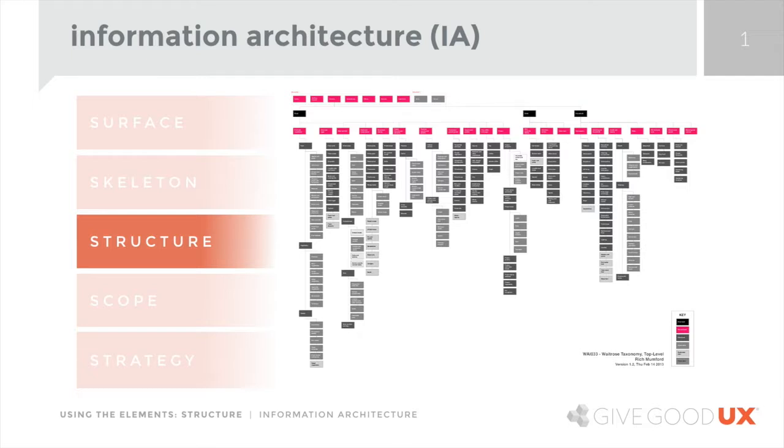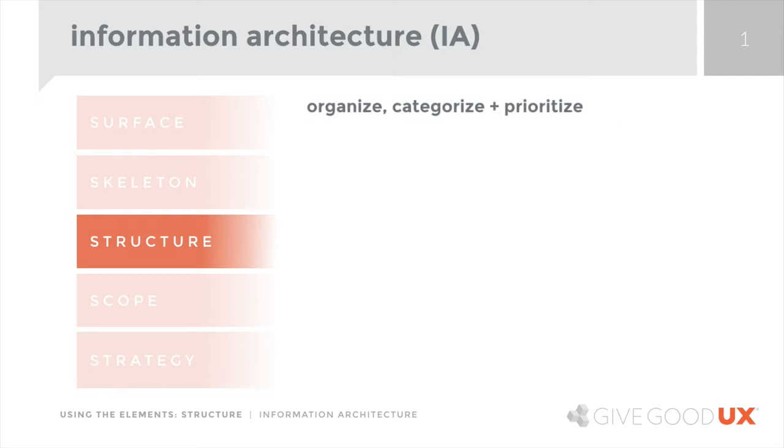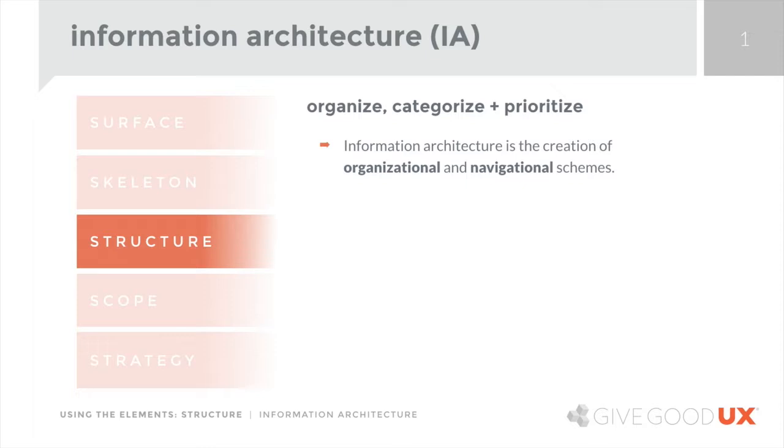So information architecture is all about organizing, categorizing, prioritizing. Information architecture is the creation of organizational and navigational schemes. Okay, we're figuring out the ways in which people move through information and what's going to make sense to them. A good IA allows people to move through that content efficiently and effectively.